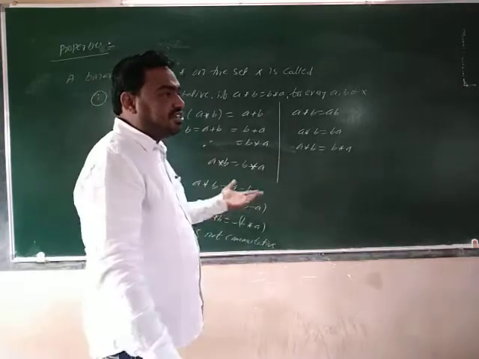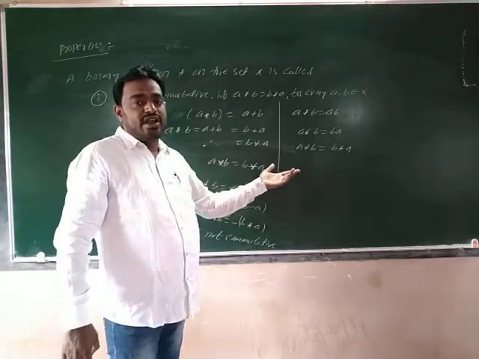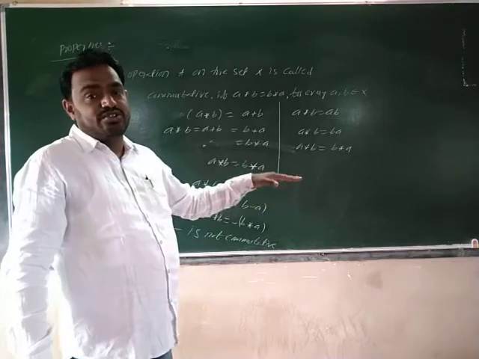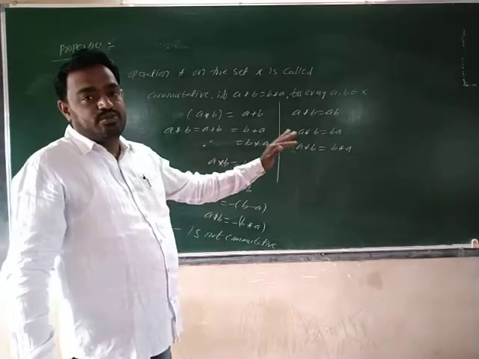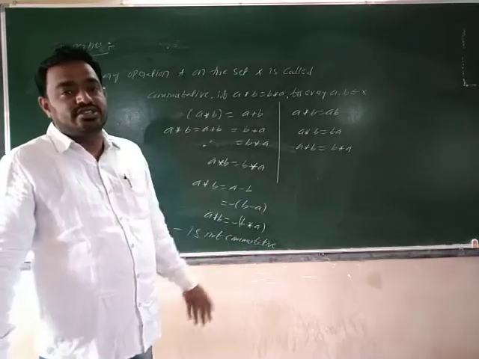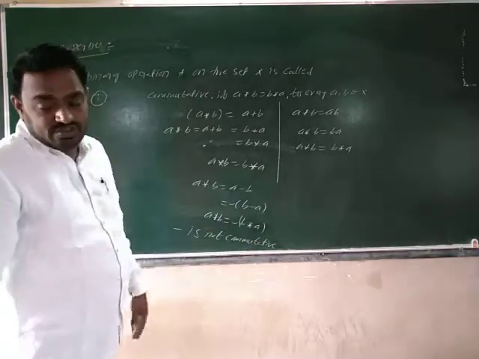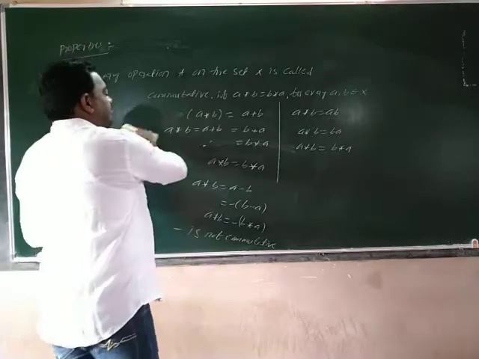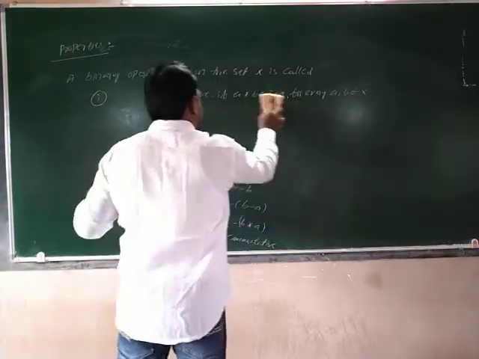Similarly, for division, A star B is equal to A by B, and B star A is equal to B by A. A by B is not equal to B by A. Therefore, A star B is not equal to B star A. So division is not commutative on the real numbers. Understood?